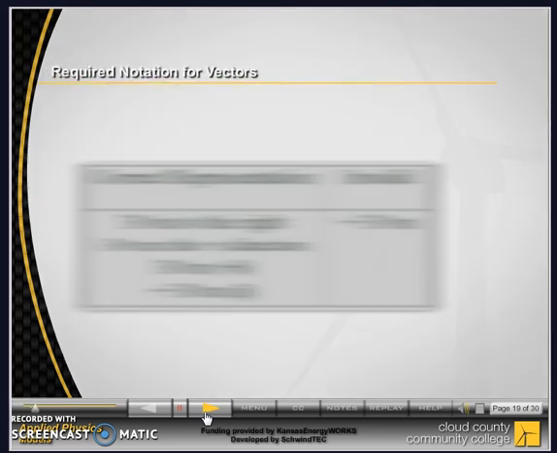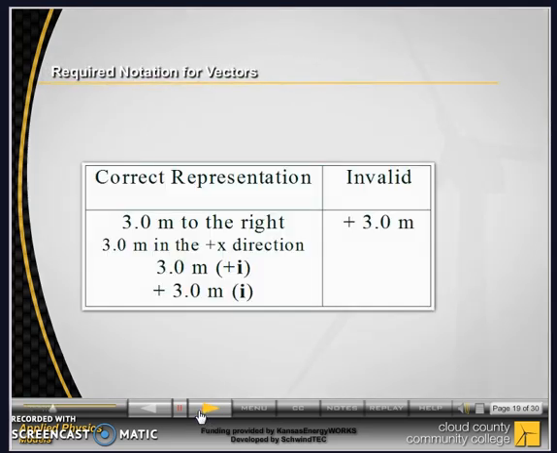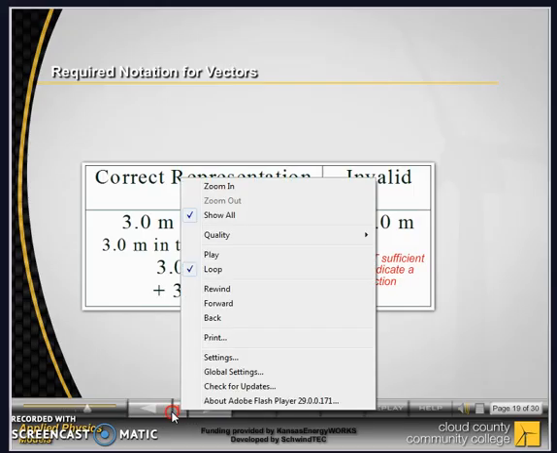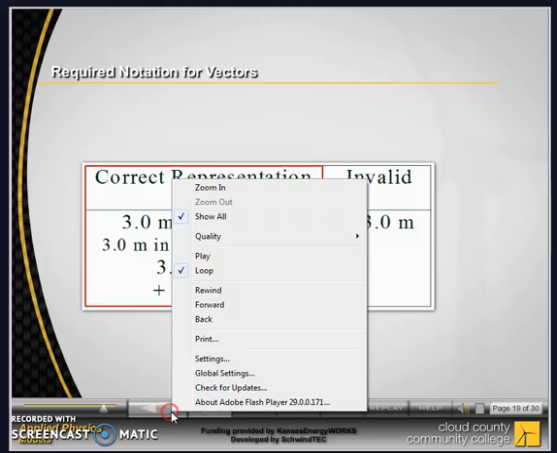So, for this chapter, just like for all of the chapters that follow, we are not going to consider plus or minus as sufficient to indicate a direction. You must answer which axis as well.